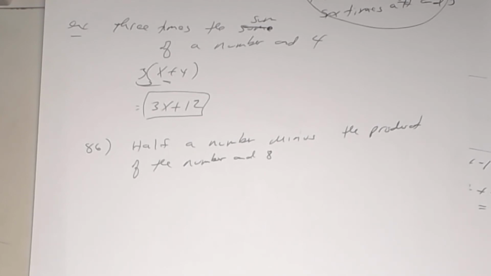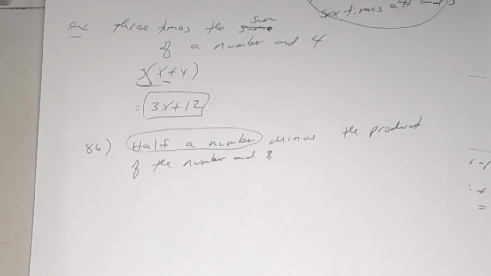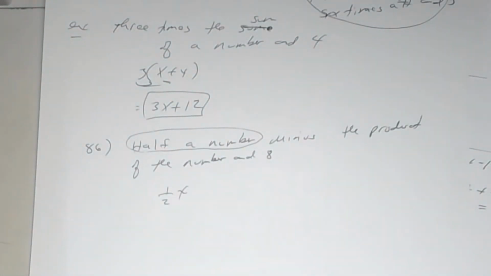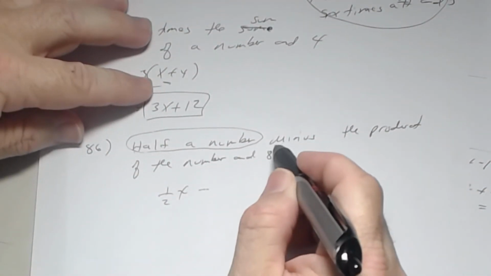So with the word minus, do I have to reverse any order? No. Only if you see less than or subtract from. So this part here that I'm circling, what is half a number? How's that represented? 1 over 2 times x. So that part is this. Make sure you understand that. So half a number is 1/2 x. Minus means to do what? Subtract. So that is this.